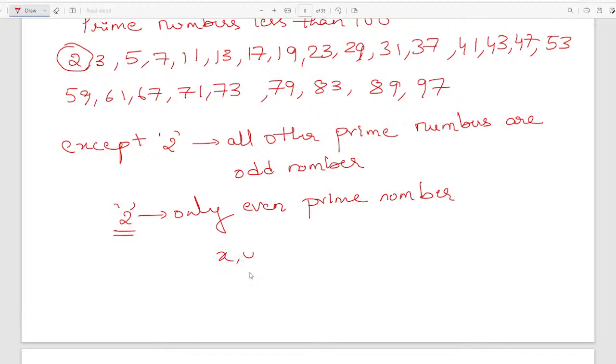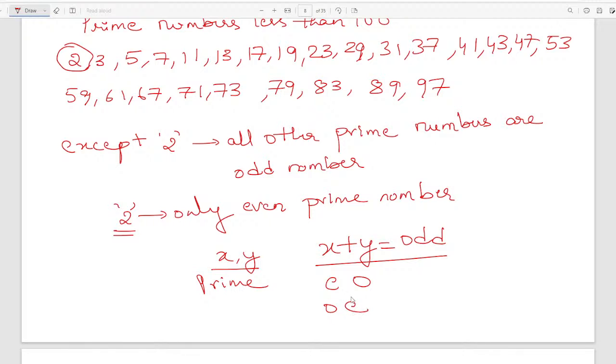x and y are two prime numbers and x plus y is equal to an odd number. So you should know from this that if the sum of two numbers is odd, the case would be even and odd, or odd and even. And there is only one prime number which is even. So among x and y, one would be equal to 2.